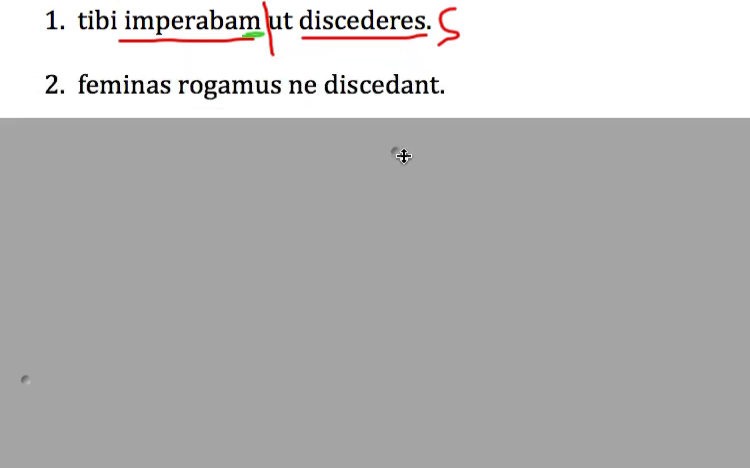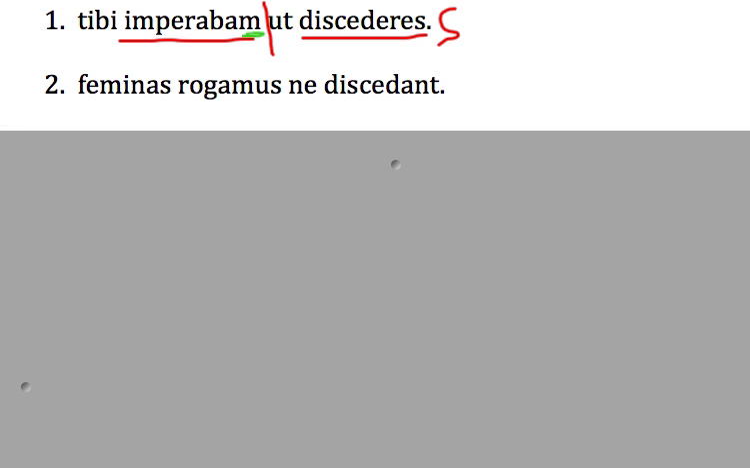Let's try another one. Feminas rogamus ne discedant. You'll notice once again we have two main verbs. This is difficult to notice, but the second one is subjunctive. Discato, discatera. Third conjugation, so it has an A here. That means subjunctive. This one's regular indicative. We have two verbs, so we have two clauses. This time we'll divide it at ne. We have feminas over here in the accusative case. Up here we had tibi in the dative.